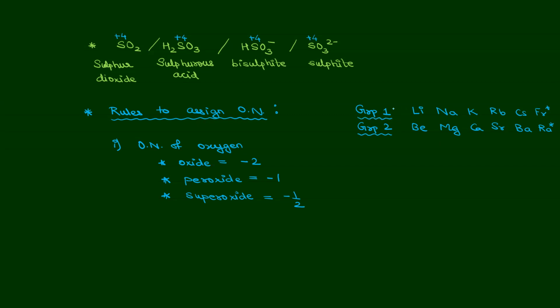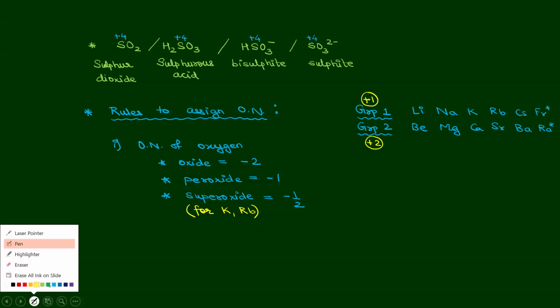All these alkali metals, if they are in the free state, what charge do you assign? Zero. But when they are in the combined state, for group 1 it will be +1 and for group 2 it will be +2. Coming back, superoxides are generally formed for heavy alkali metals, mainly potassium and rubidium. So you're not supposed to know any other element, because they are not formed for other elements. So only potassium and rubidium form superoxides. Understood?